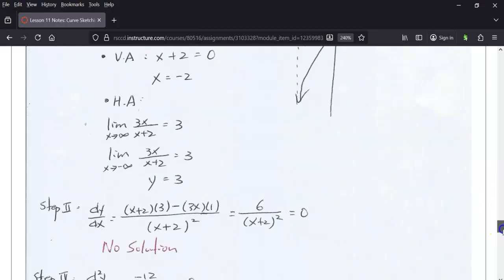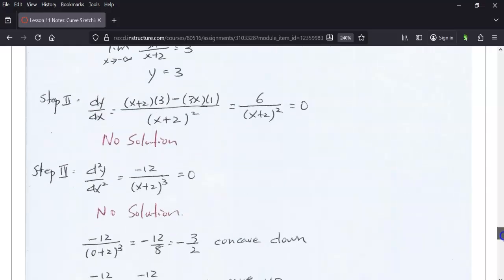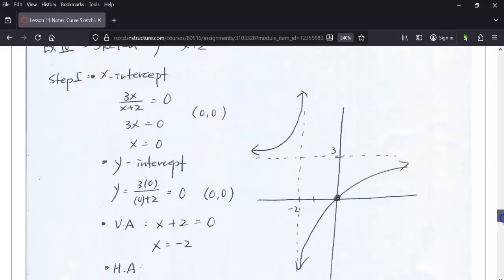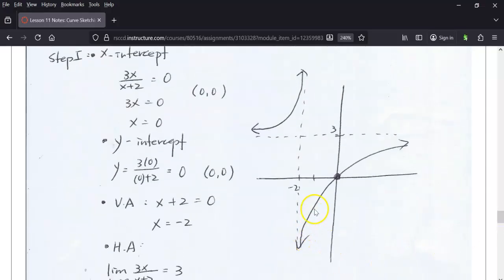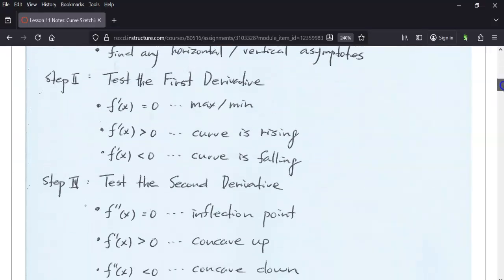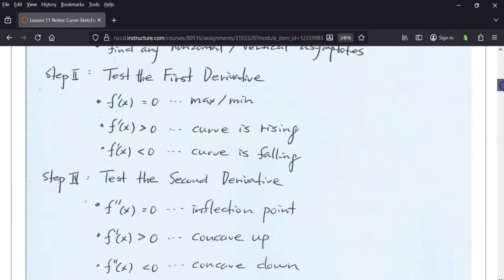Now, if you try to find the derivative as well, you're going to find out there's no solution, because there's no place where you're going to have a maximum or minimum point. But once again, the most important thing to consider for this section is not really curve sketching. It's more this right here.